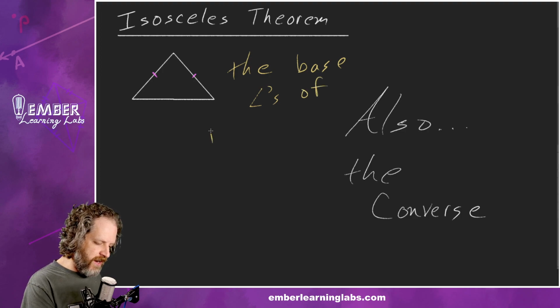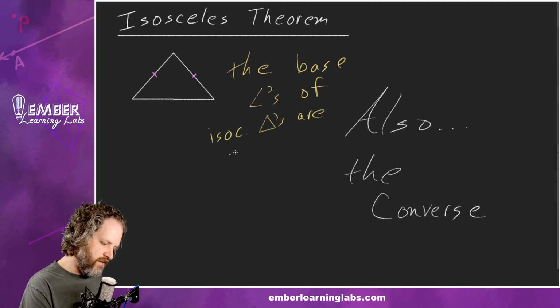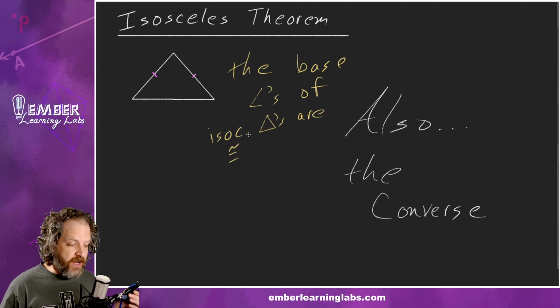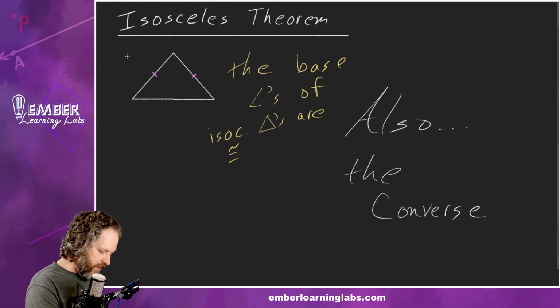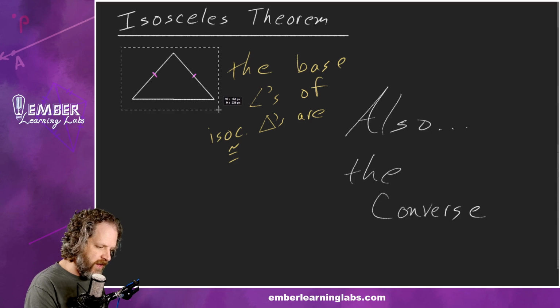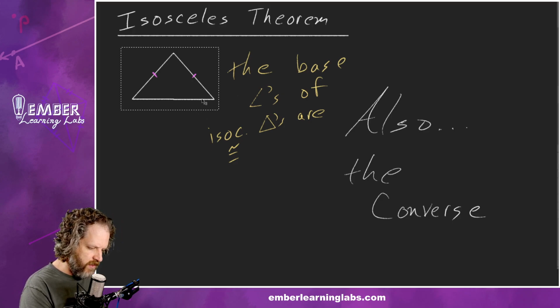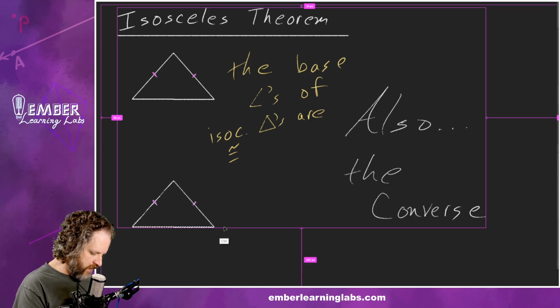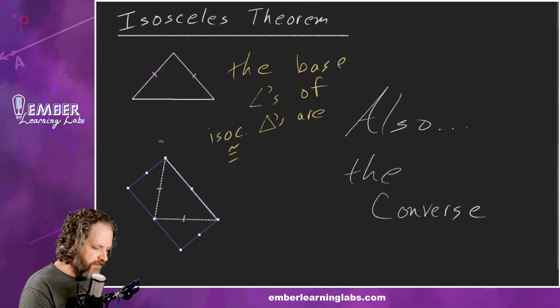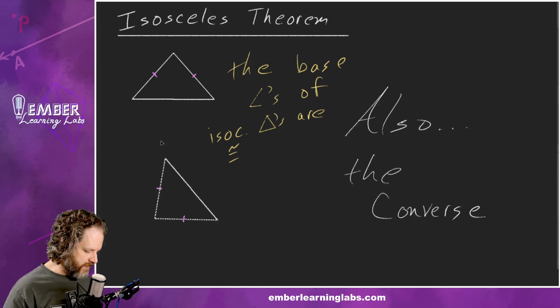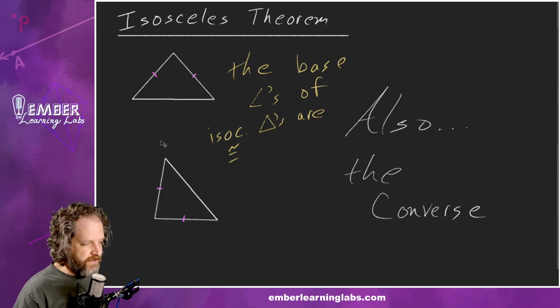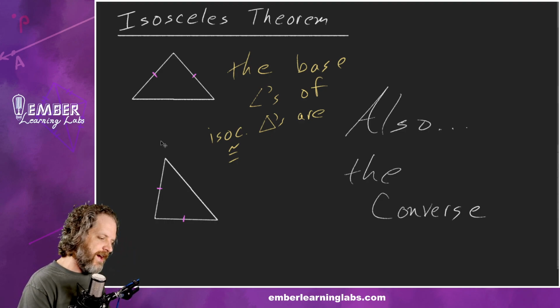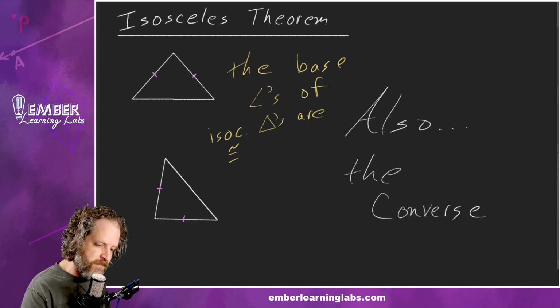of isosceles triangles are congruent. Okay, so what are we talking about with base angles? Let me grab this and make another version of the same thing down here, and even if we flip this around like that. The base angles are the ones that, if we draw lines down from the congruent sides, those are the base angles. So in this case, it'd be these angles right here.